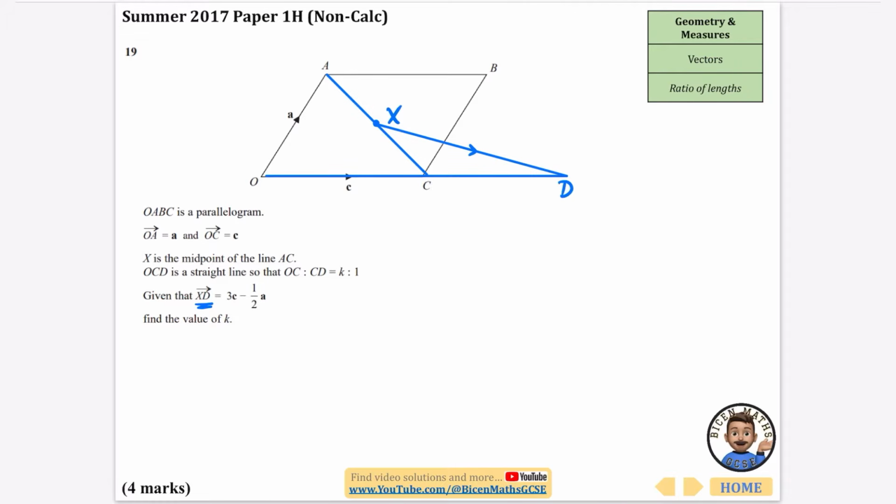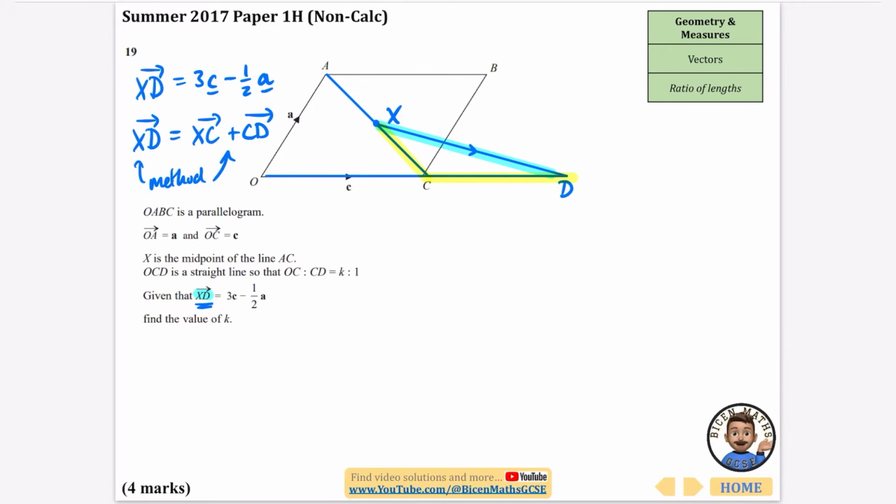So I have been told what XD is, which means I'm going to try and find what XD is in the diagram. Now, the way I'm going to try and find that is by doing this pathway, which is equivalent to the XD pathway. So they have told me that XD is equal to 3C minus a half A. I'm going to find XD in a different way. To find my vector XD in a different way, I'm going to do XC plus CD. That is basically what I'm going to be doing. This is my method for the question.